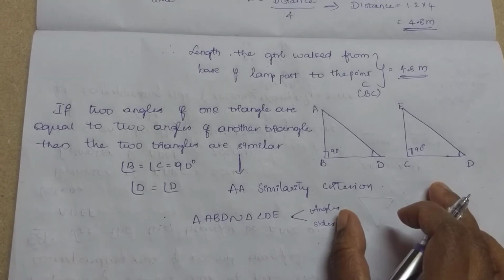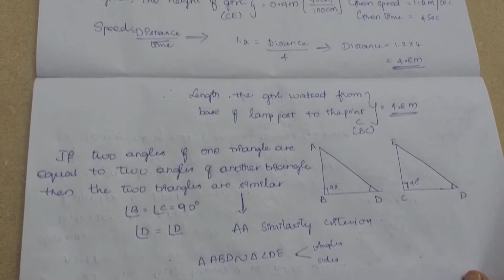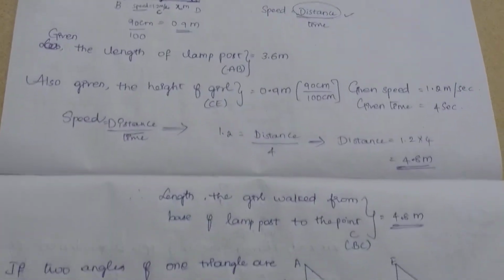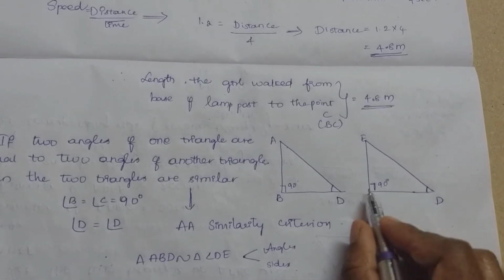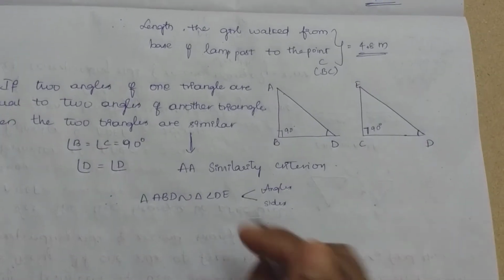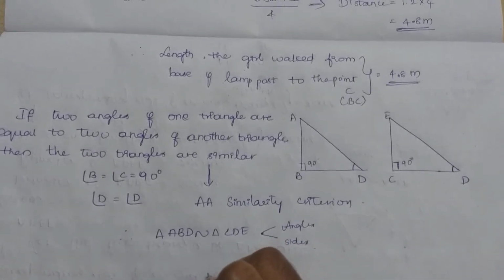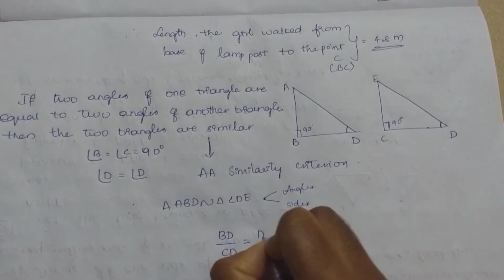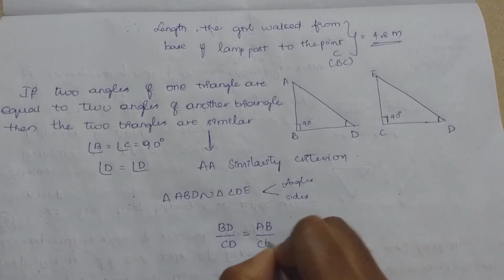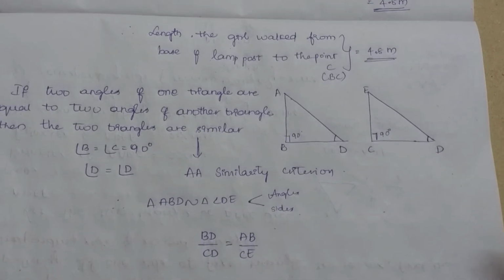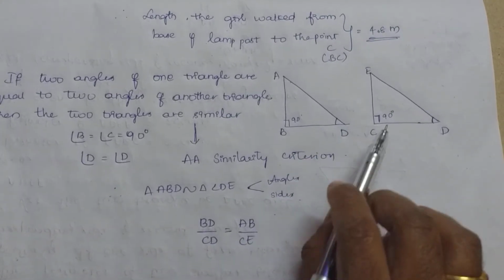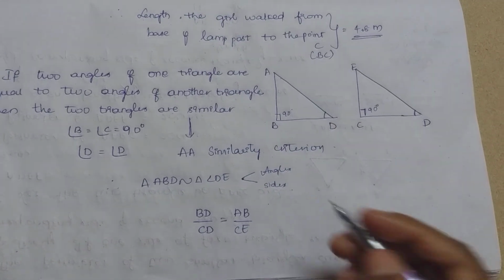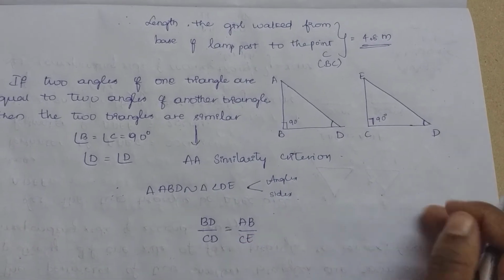Here we have to find the length of the shadow of the girl. That means we have to find CD. So what relationship can we establish here? We can write BD by CD equals AB by CE, because their sides are proportional, right? BD by CD equals AB by CE, or EC, anything is the same. Let us substitute the values that we have got till now.